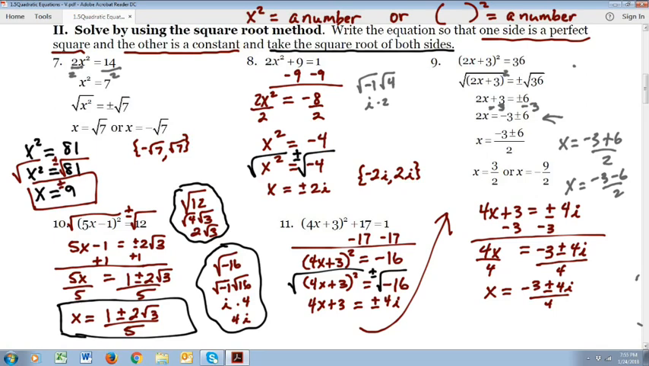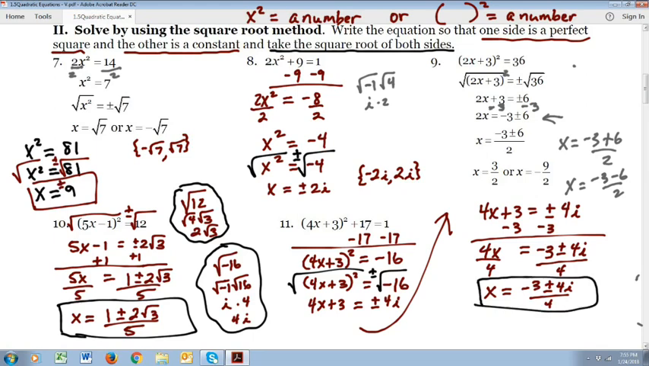Now you might be tempted to cancel the 4's here, but one thing we learn about canceling is we can only cancel products, things that are multiplied. In the numerator you have two terms. You can't cancel a term or part of a term. Now there is actually another way we could write our answer, but this answer is perfectly fine.